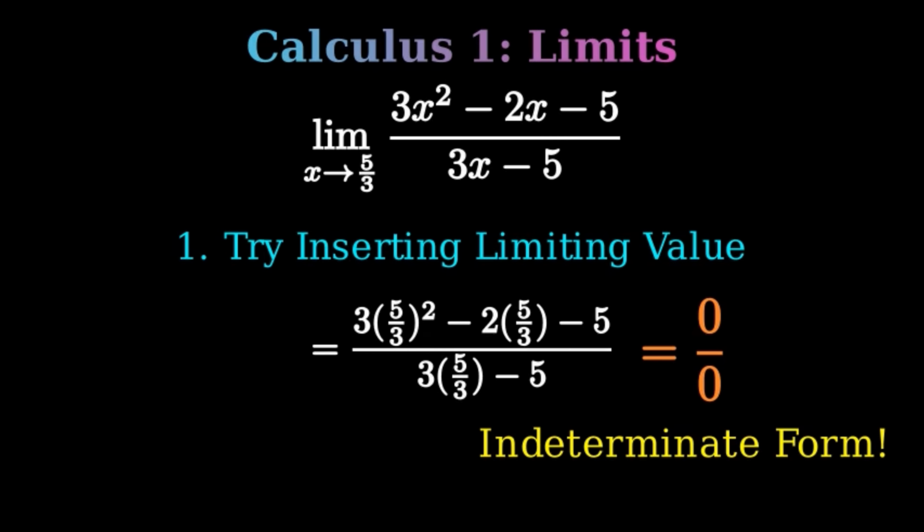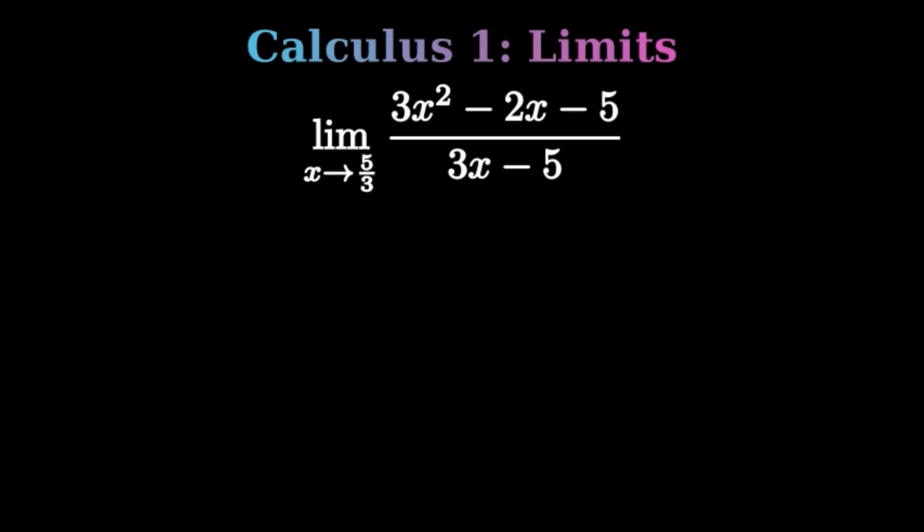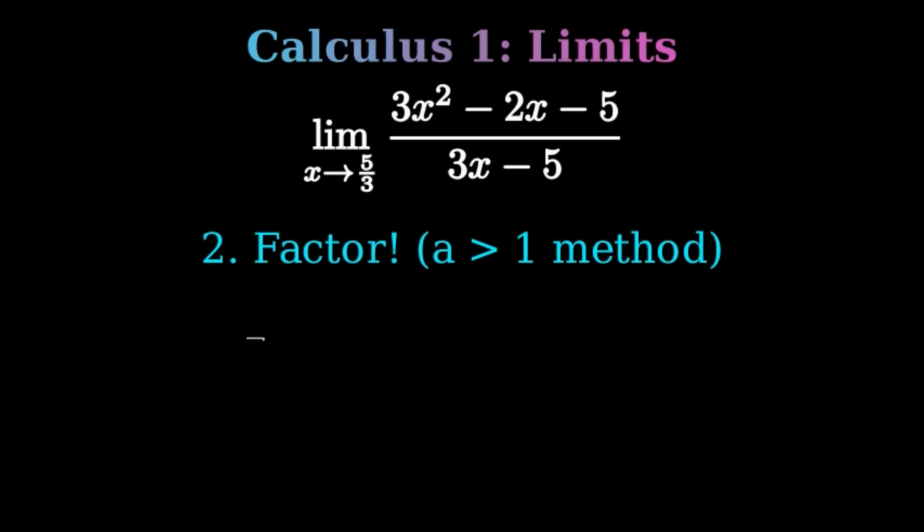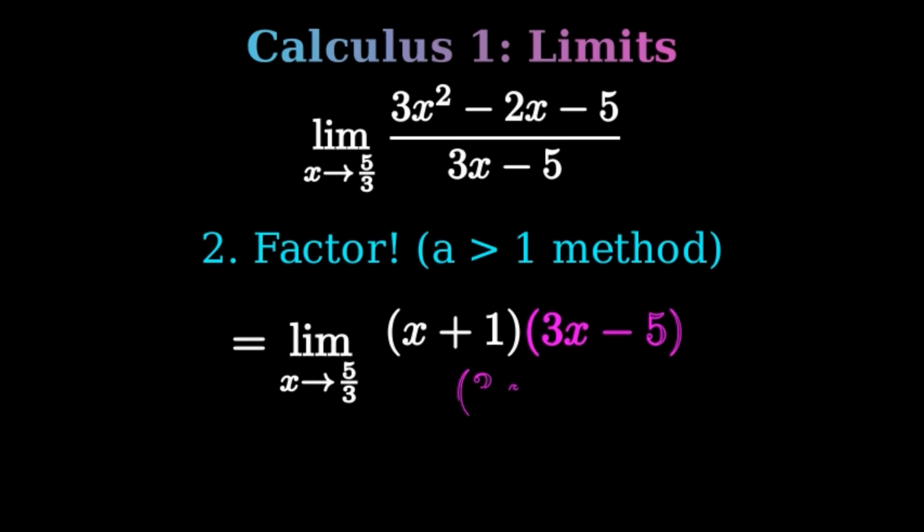Okay, now notice that a is greater than 1 when we try to factor this, so we're going to have to use a different method of factoring. If you need help with that, just make sure you mention it down below. But yeah, we're going to factor this thing into this: the limit as x approaches 5/3 of x plus 1 times 3x minus 5 over 3x minus 5.